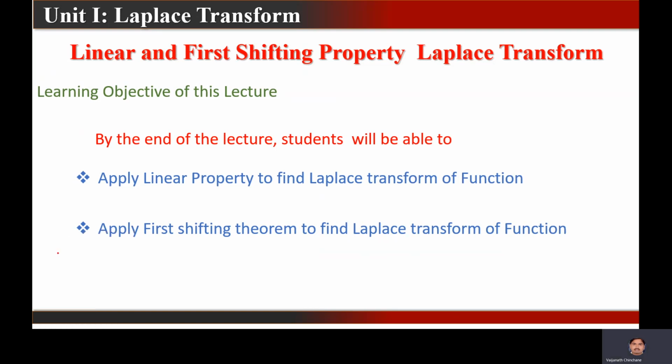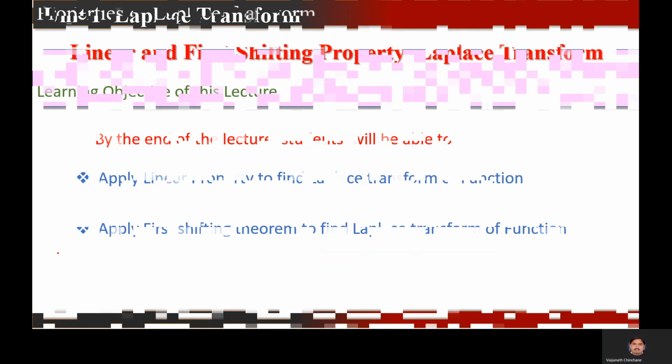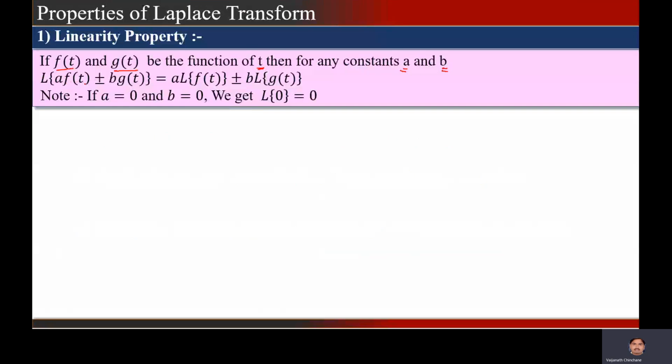So we see the linear property of Laplace transform. It states that for functions f of t and g of t, and constants a and b, L of a into f of t plus or minus b into g of t is equal to a into L of f of t plus or minus b into L of g of t.